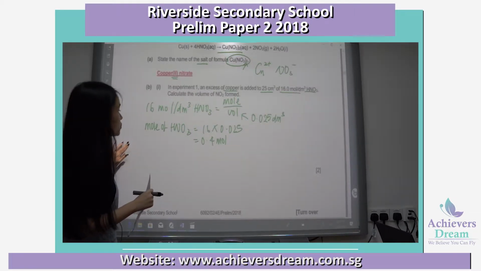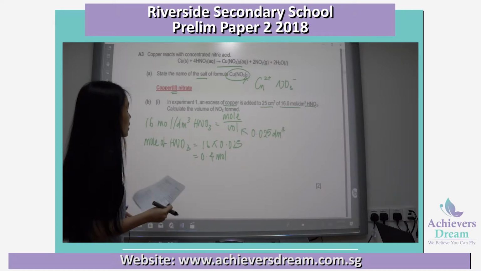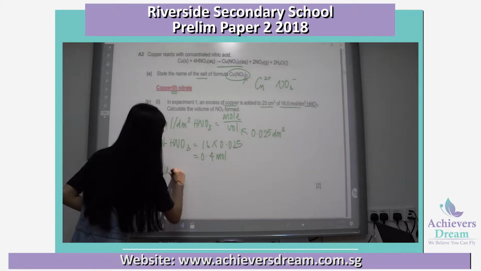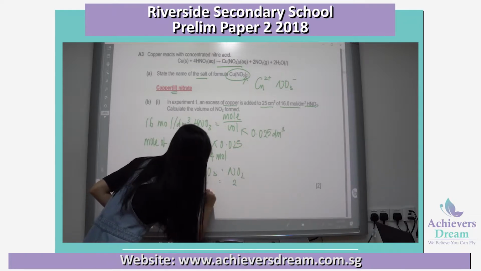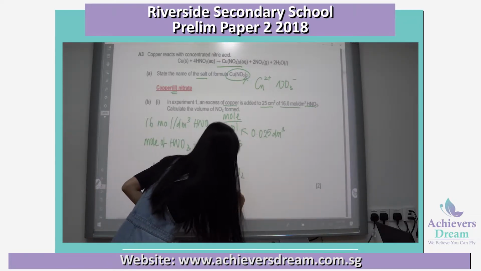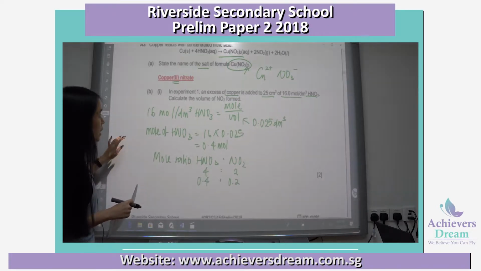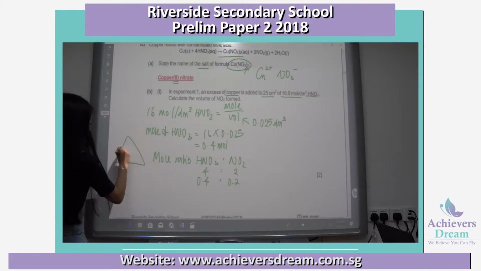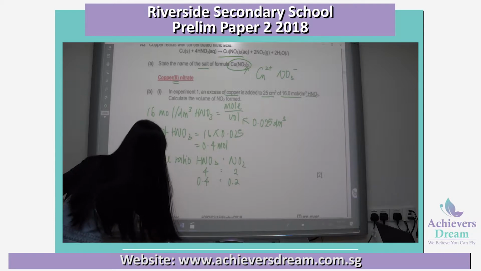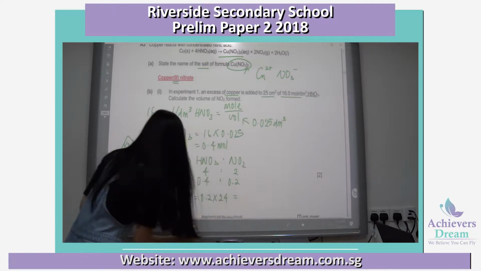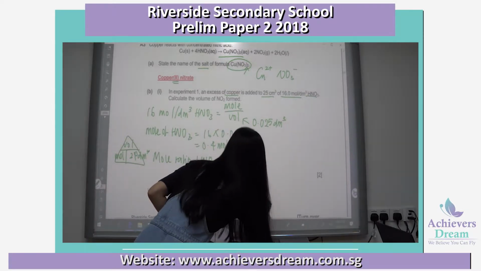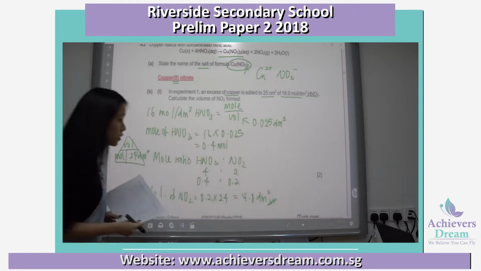So what happens after this? We have the number of moles for nitric acid, correct? Then the next thing we can look at is the mole ratio. The mole ratio between nitric acid and nitrogen dioxide is 4:2. So if I have 0.4 moles of nitric acid, I will have 0.2 moles of nitrogen dioxide. And in order for us to find the volume, remember the triangle. Volume is equal to mole times 24 dm cube. So the volume of nitrogen dioxide will be equal to 0.2 times 24 dm cube, which will give us 4.8 dm cube. So this will be your final answer.